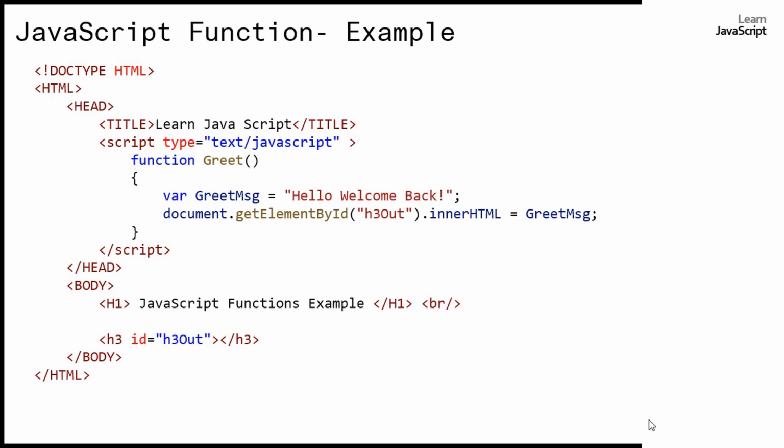Next, if you see here, the document object refers to the current HTML document in which this JavaScript is running. Then we are using the function getElementById, passing the ID h3out. That means in this HTML document, we are referring to the h3 element because the ID for the h3 element is h3out. After that, we are accessing the innerHTML property, then we are assigning the greetMsg. All right, now our function is ready, which is accessing the h3 element of our HTML document and then assigning a string to it dynamically.